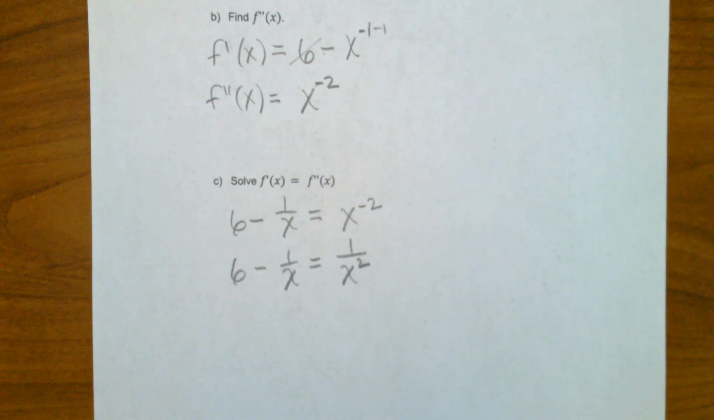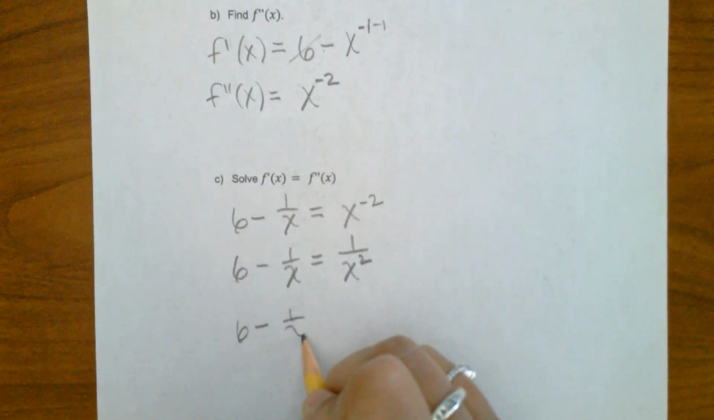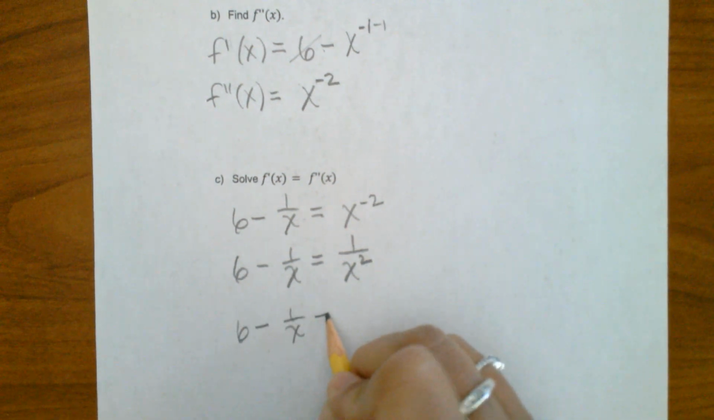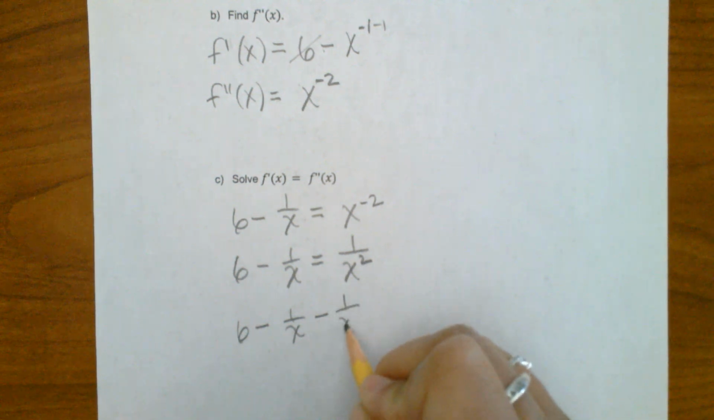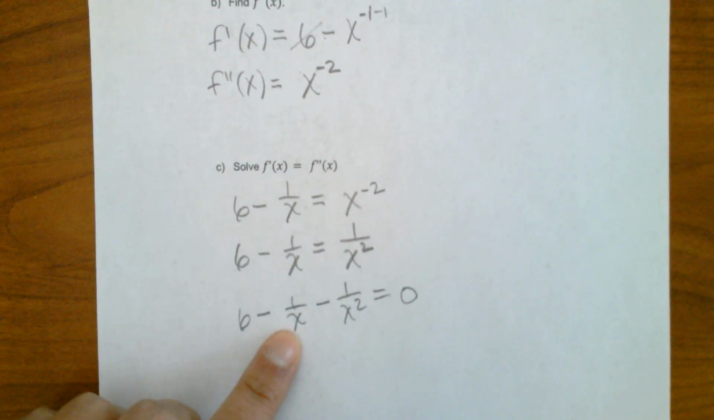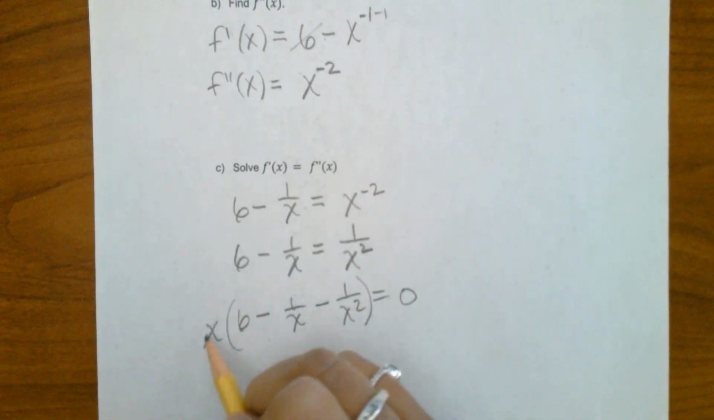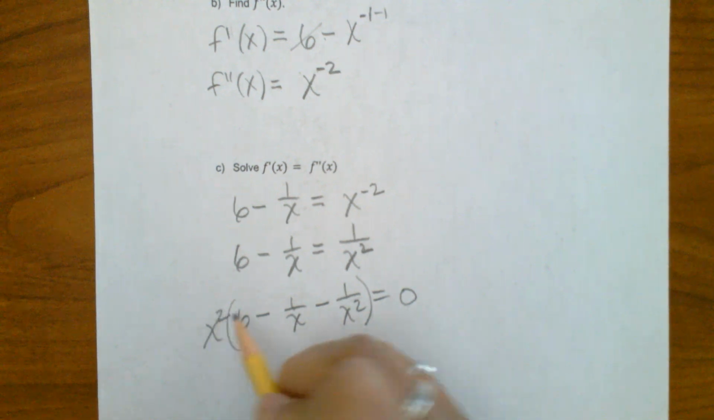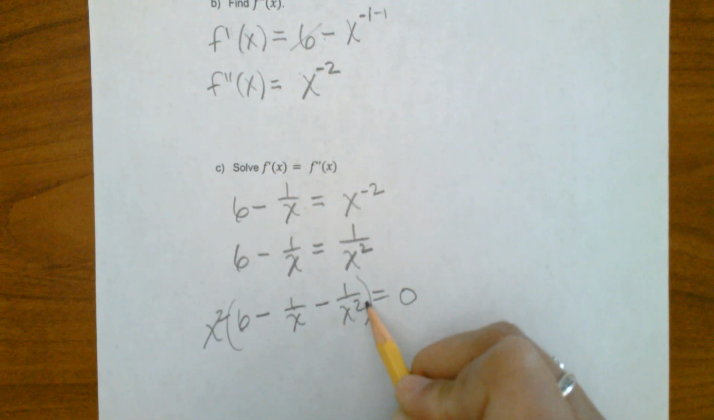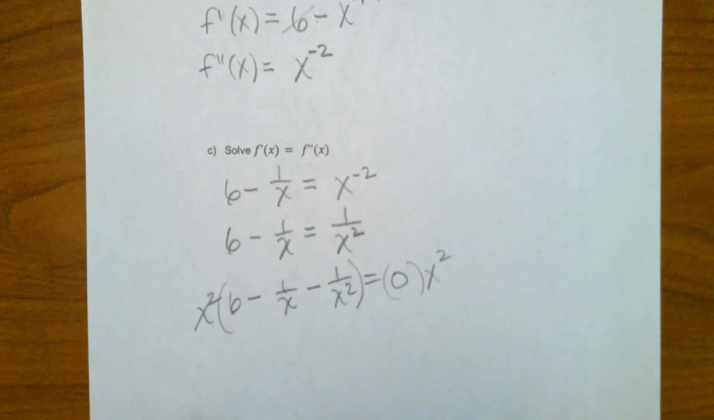And what I'm going to do here is subtract 6 minus 1 over x, so if I subtract it out from both sides, minus 1 over x squared equals 0. I get it equal to 0. I can't solve with my x in the denominator, so what I'm going to do is multiply everything by the greatest power here. Because x has the power of 2, I'm going to be multiplying by an x squared, and everybody gets that. And watch what happens.